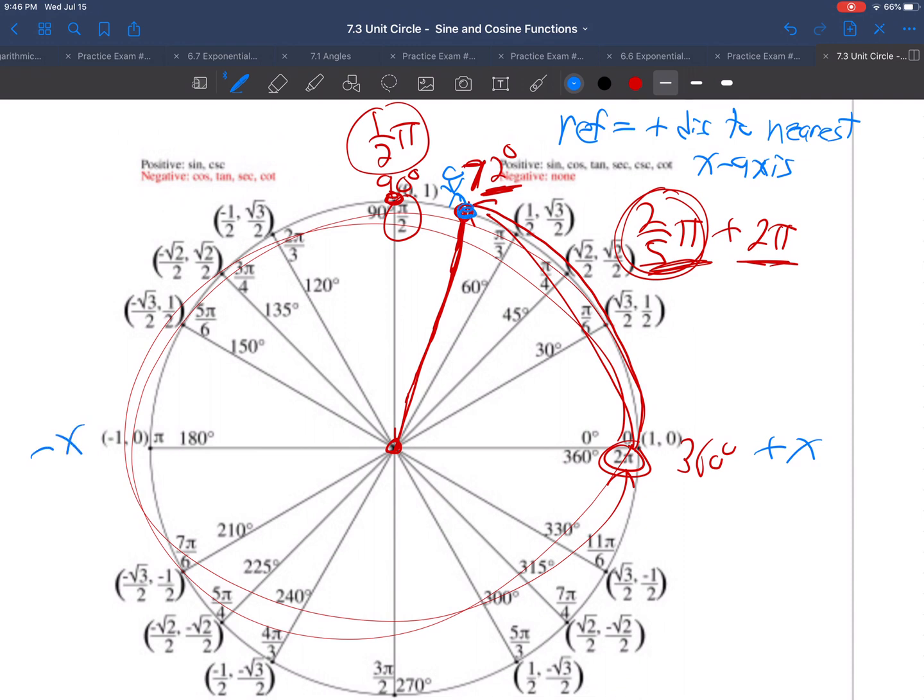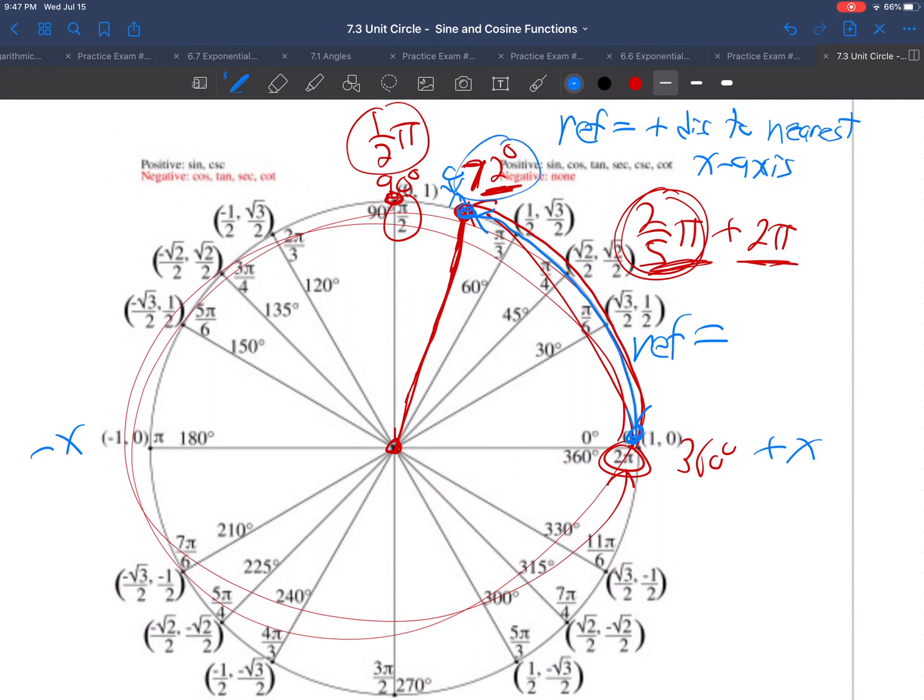If you're standing right here, which side's closer? Barely this side is, isn't it? So the distance from there to there is going to be the reference angle. And how far is that? Well, that's just going to be the 72 degrees.